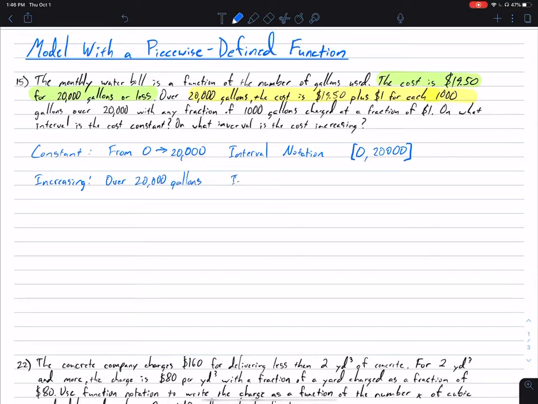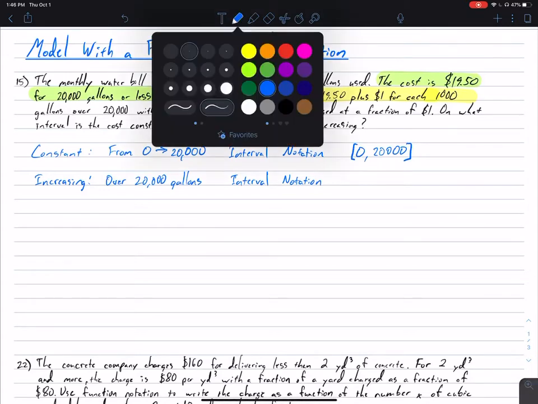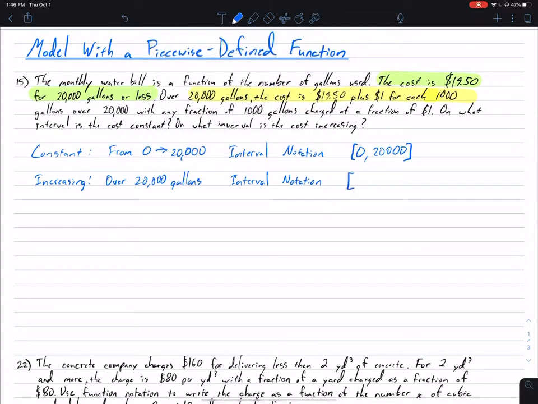So again, in interval notation, how do we state that? Now, there's really no limit here. It's just anything over 20,000. There's no cap on how much water we can spend. I mean, in reality, there's going to be a limit to how much water you can actually go through. But for the sake of this problem, what we're looking at is the minimum and the maximum value. So that minimum in interval notation would be 20,000.